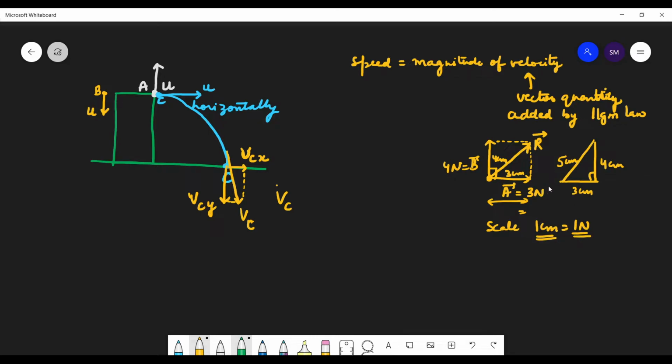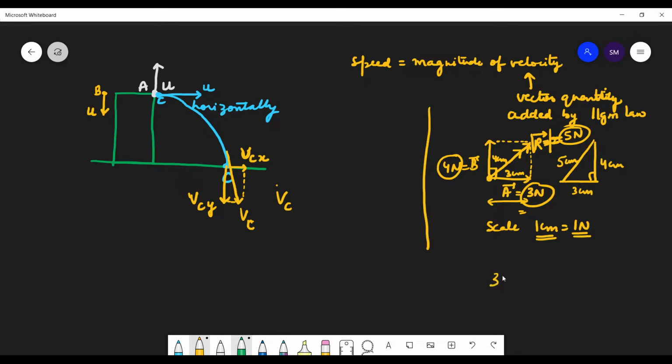So 1 centimeter means 1 Newton, so 5 centimeter means the magnitude of the resultant is equal to 5 Newton. So you are adding the two forces, 3 Newton and 4 Newton. Okay, so the object will not go in this direction, will not go in this direction, but it will go in this direction. And the resultant force will be 5 Newton applied on it. So this is how vectors are added.